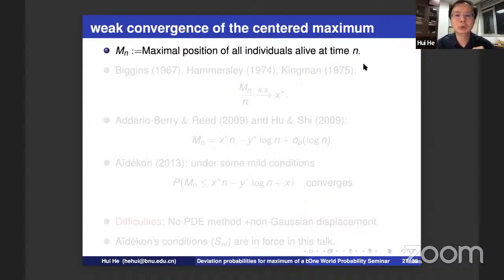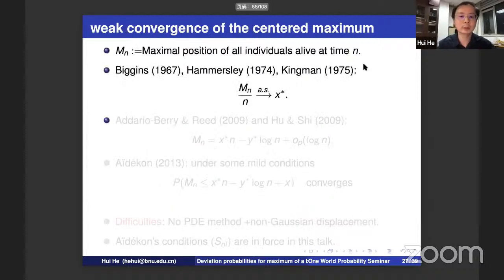And then I need to recall some basic results. Since my setting is a little bit different from Bastien's, the result printed here seems to be different from what was printed in his talk. But in fact, the basic idea is the same. Biggins, Hammersley, and Kingman showed that Mn goes to infinity almost surely with rate x star. Okay, and here x star is a constant depending on the offspring law and also the step size.